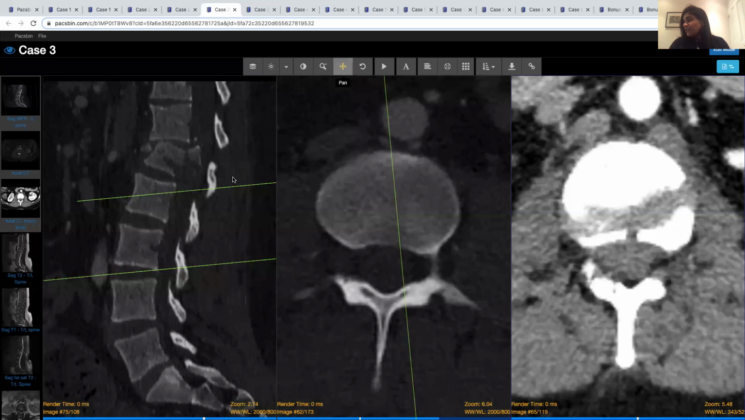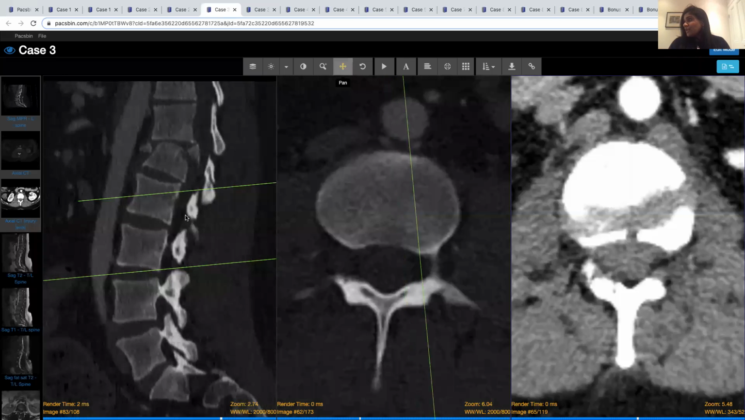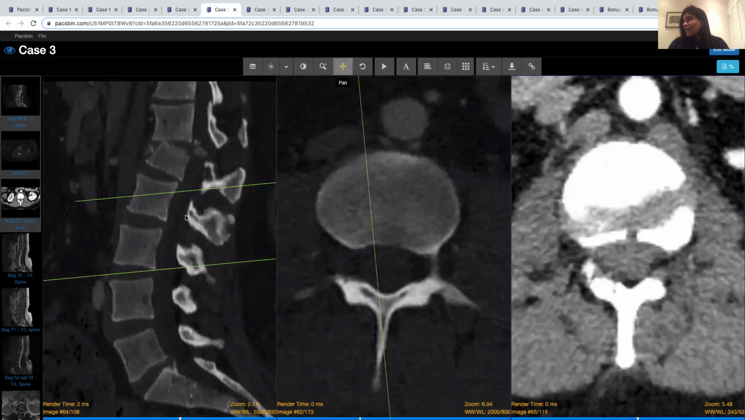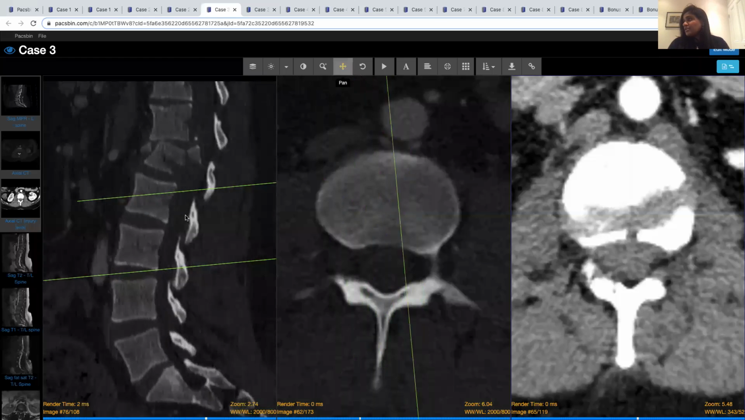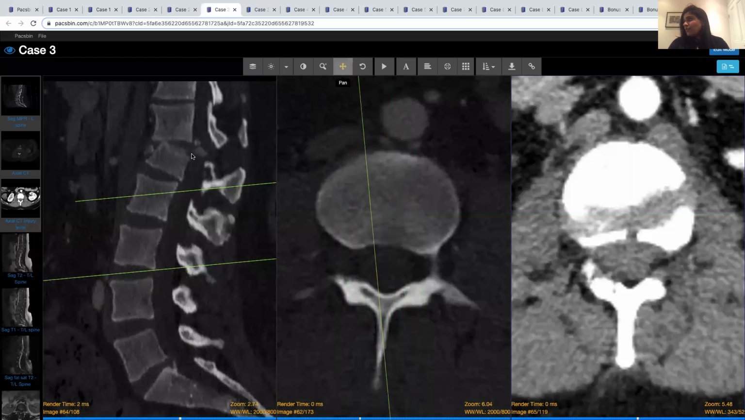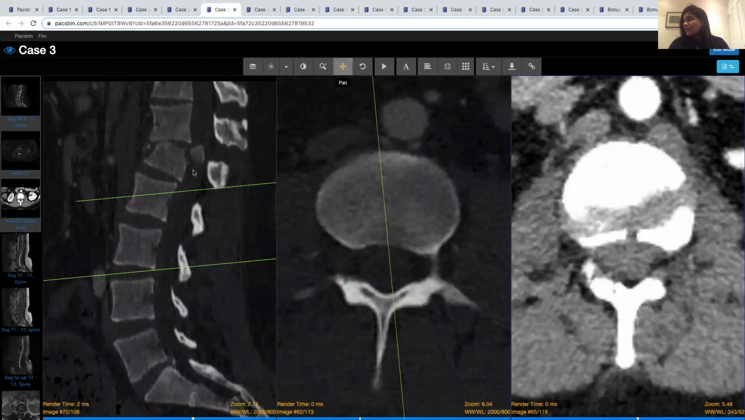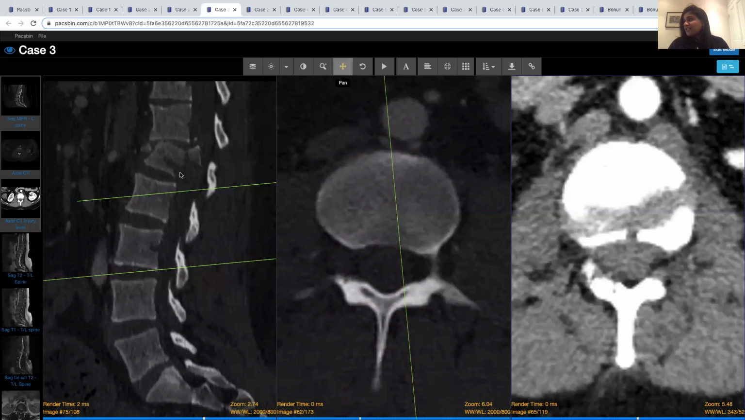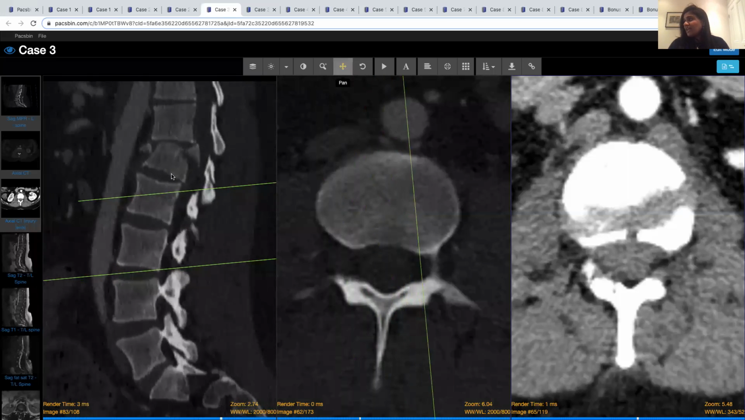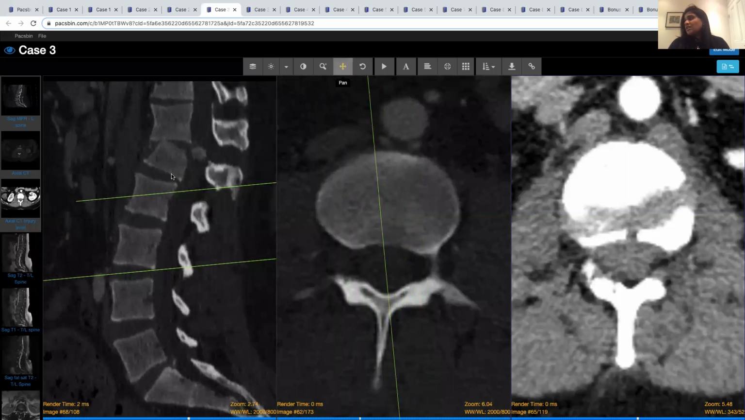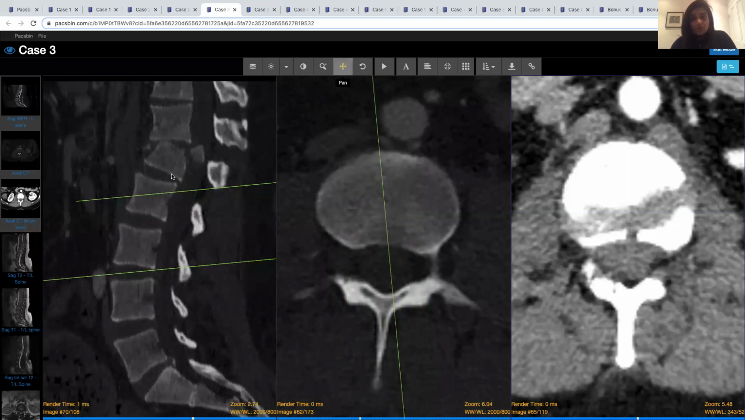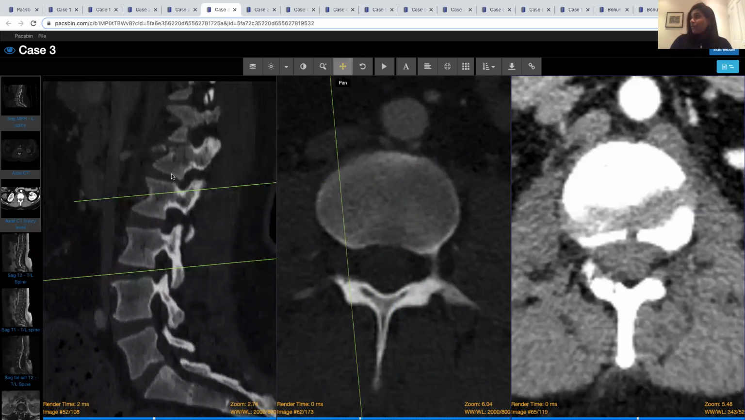So moving on to case 3. Here's another example of a complete burst fracture. We have a fracture involving the superior and posterior cortex. There's a fracture that's split through here, so we've got involvement of that inferior cortex as well. So it's a complete burst fracture, or AO spine type A4.